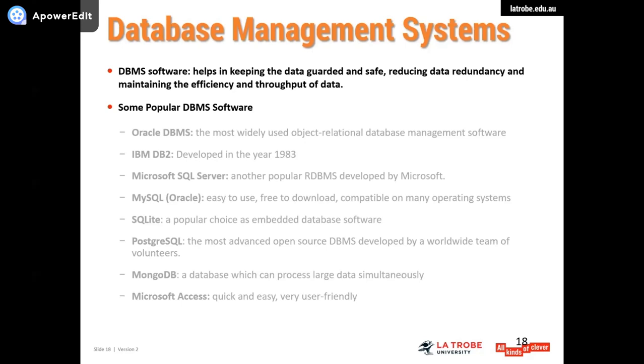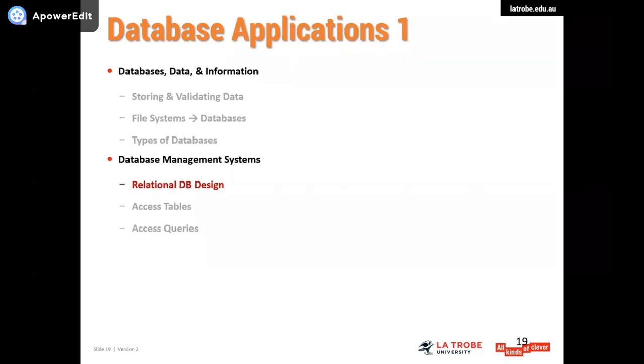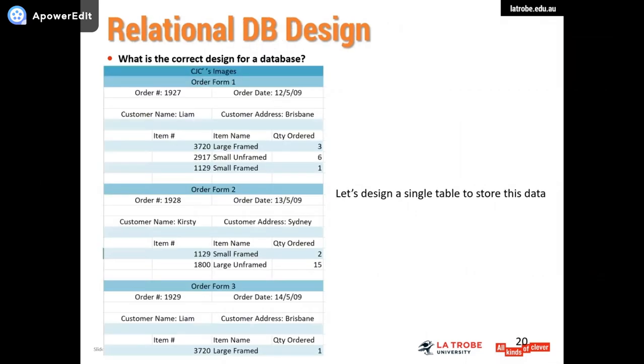Let's look at how to do relational database design. What is the correct design for a database? We can start with an example, and here is the example. We try to design a single table to store all this information. You can try it by yourself. You can pause your video here and try it by yourself.